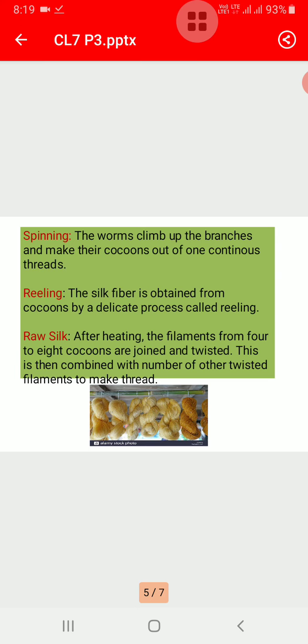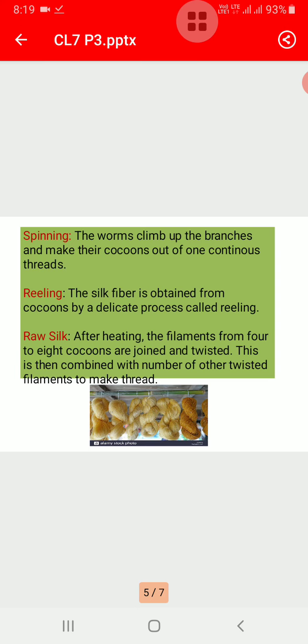After the cocoons have been gathered, the initial step in silk manufacture is to kill the insects inside them. Thus, the cocoons are first boiled or treated in ovens, killing the insects by heat. The silk fiber is obtained from the cocoons by a delicate process known as reeling.